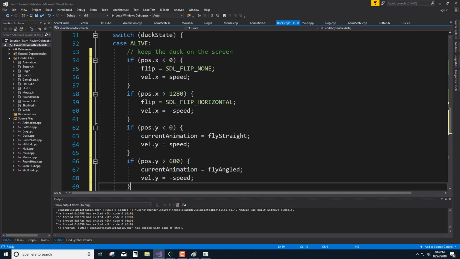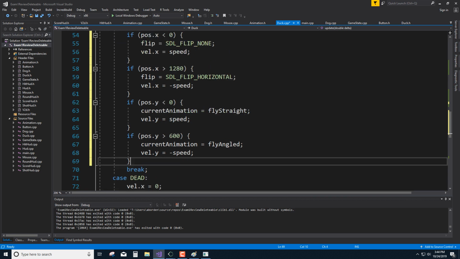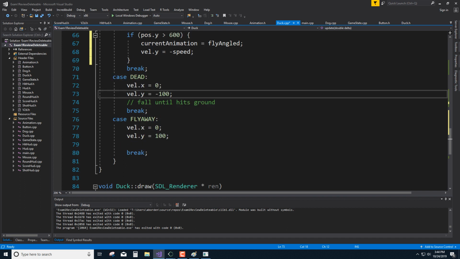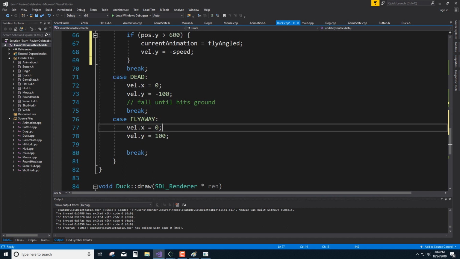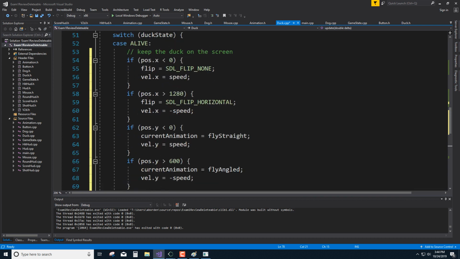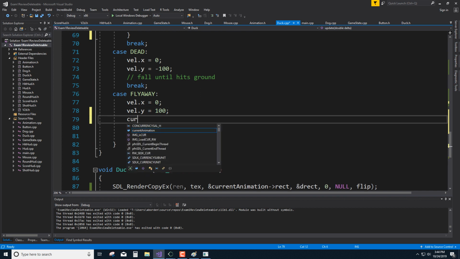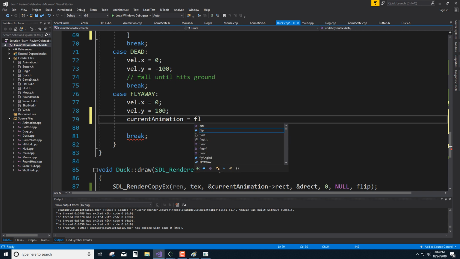This is what happens if the duck is alive. In other words, flying around. He's dead, he does that. In the case he flies away, we can do this now. We can set our animation. Current animation equals fly away.